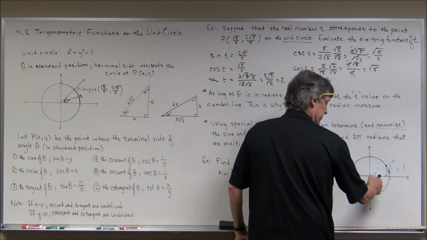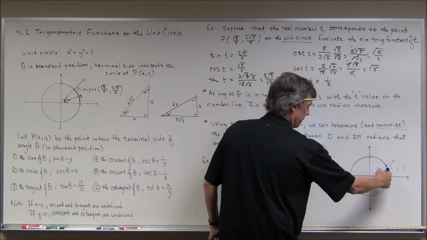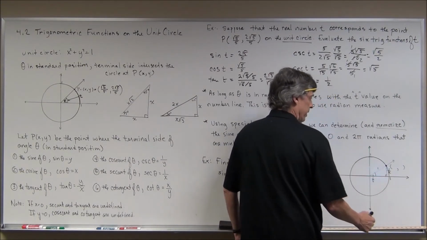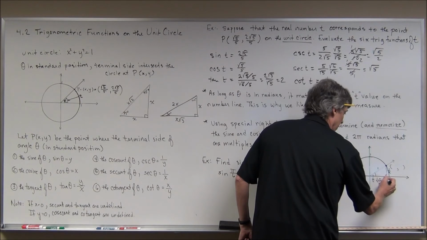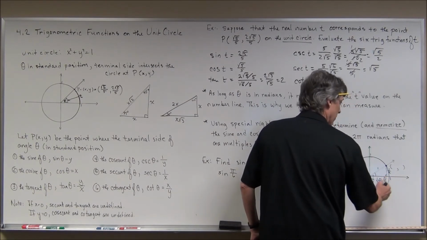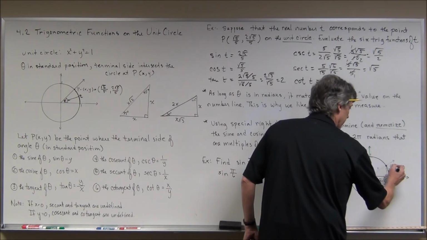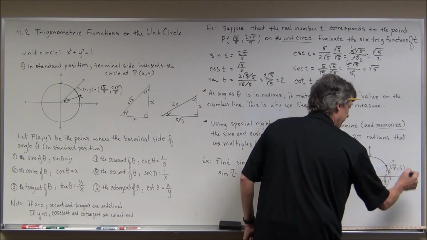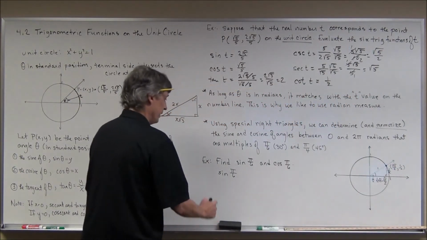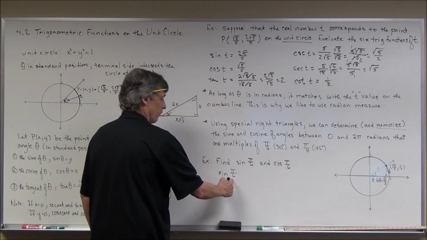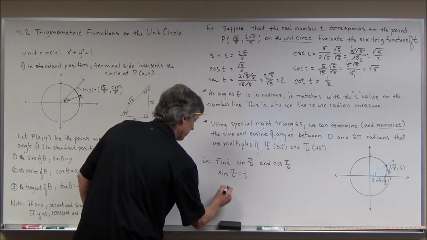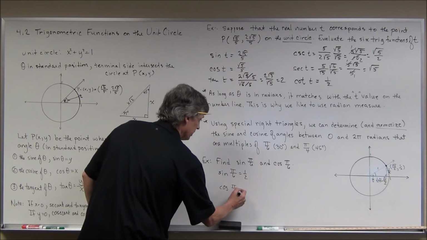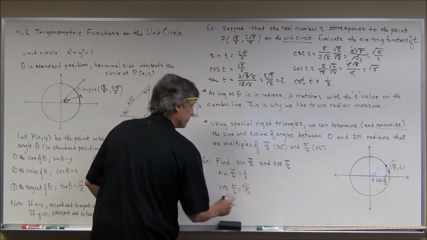And I can find the length of the longer leg by taking the length of the shorter leg and multiplying it by the square root of 3. And so I end up with 1/2 times the square root of 3, or as I like to write it, the square root of 3 over 2. So my ordered pair is the square root of 3 over 2, 1/2. Well, that tells me that the sine of pi over 6 is the y, it's 1/2. And the cosine of pi over 6 is the square root of 3 over 2.